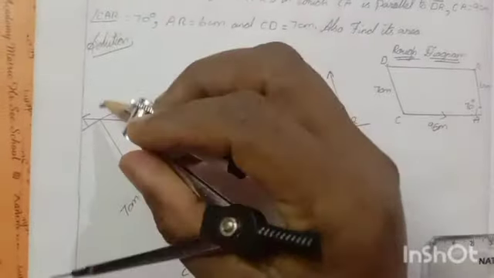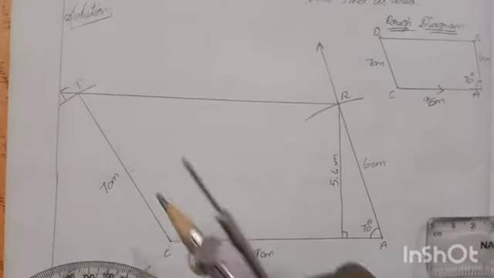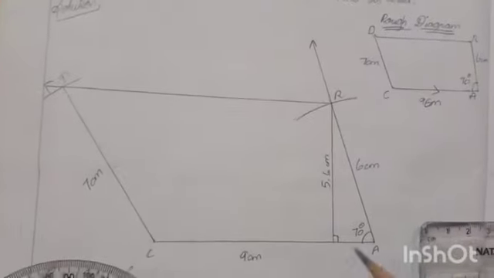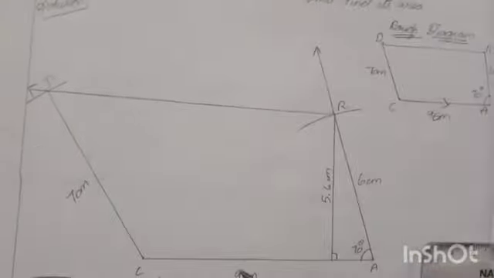Now you have to join. For the intersecting point you have to give the name D. Now you have to join CD. This is the required parallelogram.